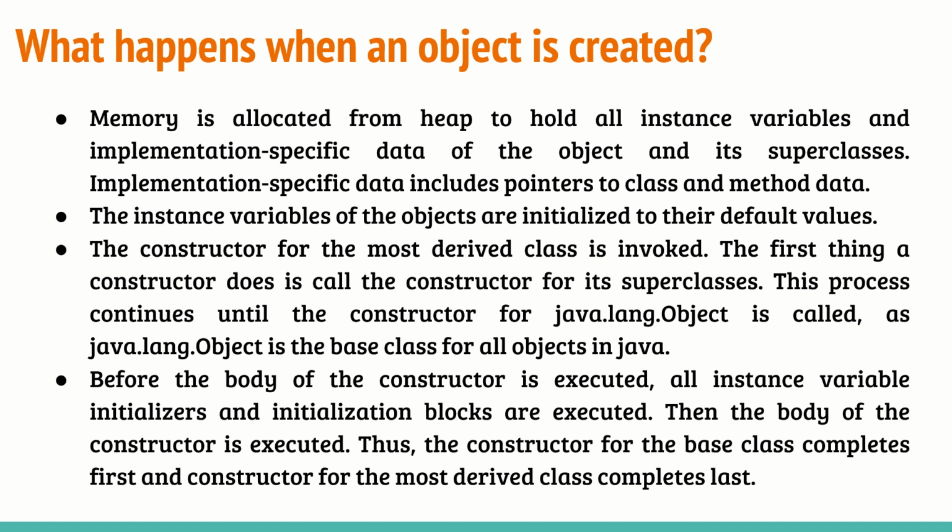What happens when an object is created? This is a very important question in interview particularly, so please listen to it carefully. The memory is allocated from heap to hold all the instance variables and implementation specific data of the object and its superclasses. I repeat, the memory is allocated from heap. The point is important here, it is allocated from heap, and it will hold all the instance variables and implementation specific data of object and its superclasses. If you do not know what a superclass is, it needs some more learning. I'll teach you that little later in my other sessions that I'm planning to do in the future.